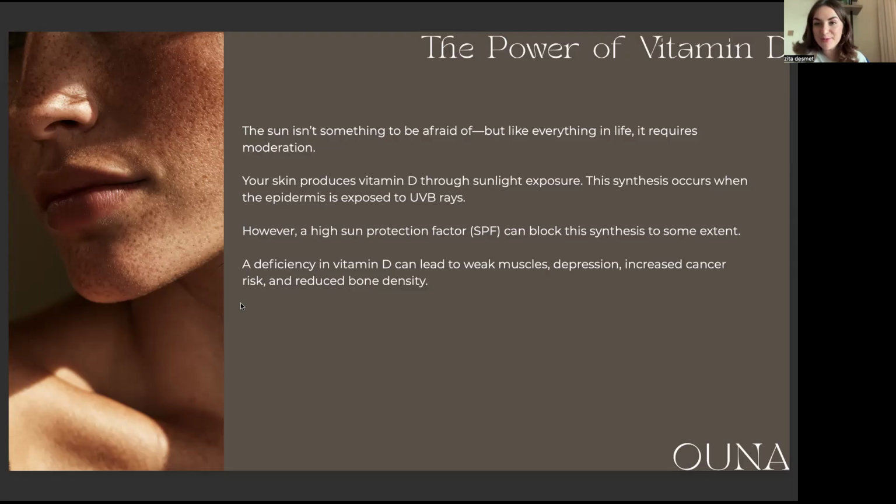The higher your SPF, the more you block the synthesis to some extent. So that's why I'm a huge advocate to put on an antioxidant cream, go outside just for 5 to 10 minutes, look at the sun, and then come back in, apply your sun protection, and you have your daily dose of sunlight that your body needs. But from that point on, you're protected.